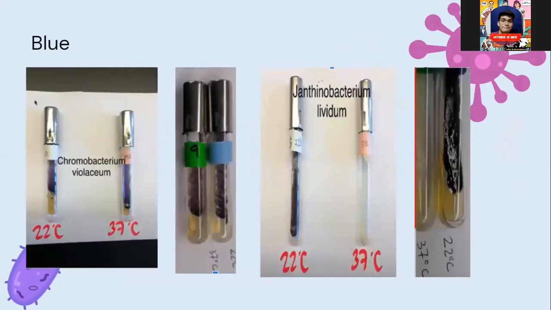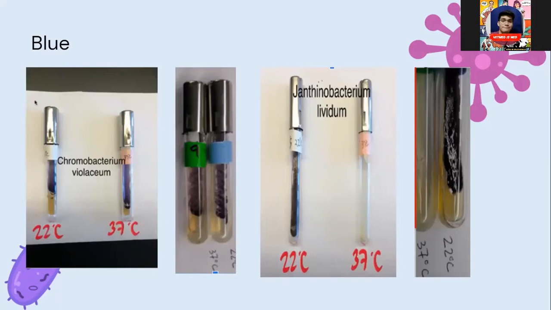So, the second color is blue. We have an example here, which is the bacterium Chromobacterium violaceum, which is grown at 22 degrees Celsius and 37 degrees Celsius. This bacteria produces a blue-violet pigment. Next, the second picture shows Janthinobacterium lividum, which is blue to violet in color at 22 degrees Celsius and does not grow at 37 degrees Celsius, as we can see in the picture.